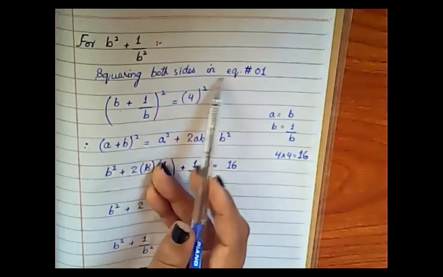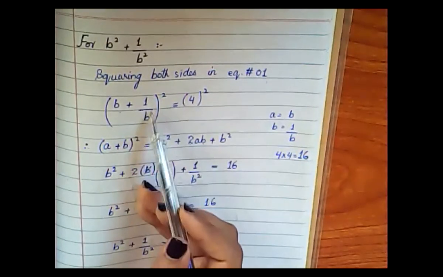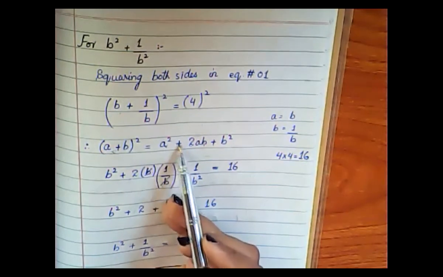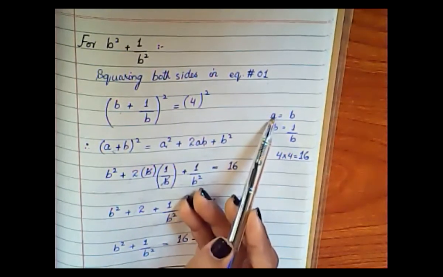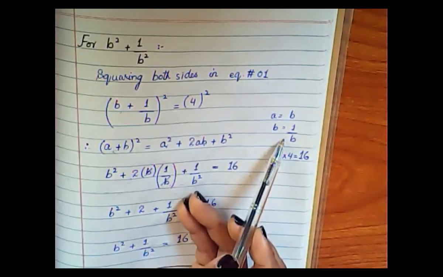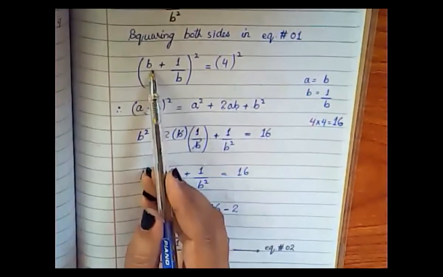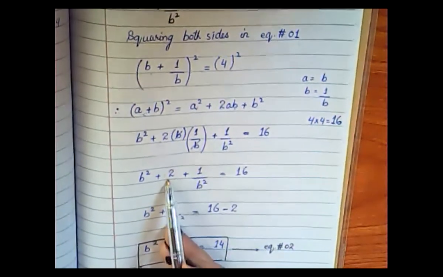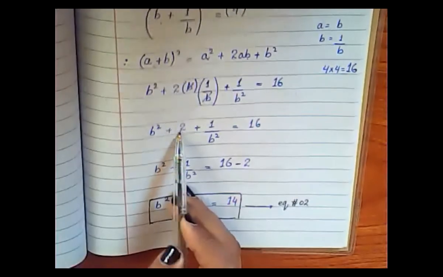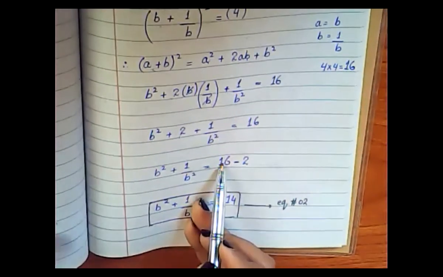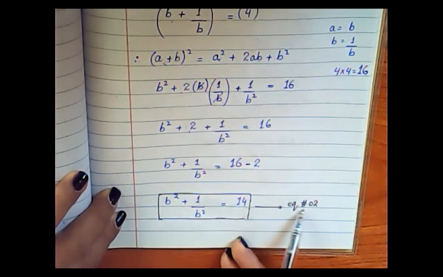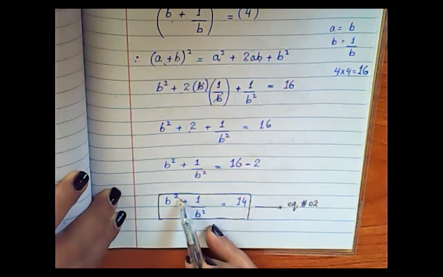Simply you will write here squaring both sides in equation number 1. After squaring, you will apply this formula, which is a plus b whole square is equals to a square plus 2ab plus b square. You will decide which is term a and which is term b. Then you will apply the formula on the left side, and on the right side you will simply take the square, which is 16. Then in the formula you will get this 2. You will subtract it from 16, and simply you will get the value of b square plus 1 upon b square. Now this will become your equation number 2, because you required b4.